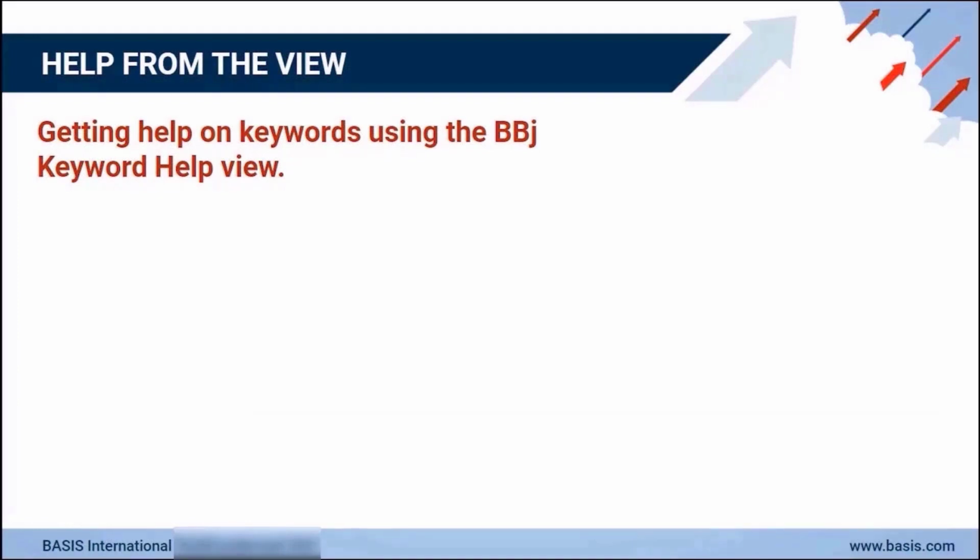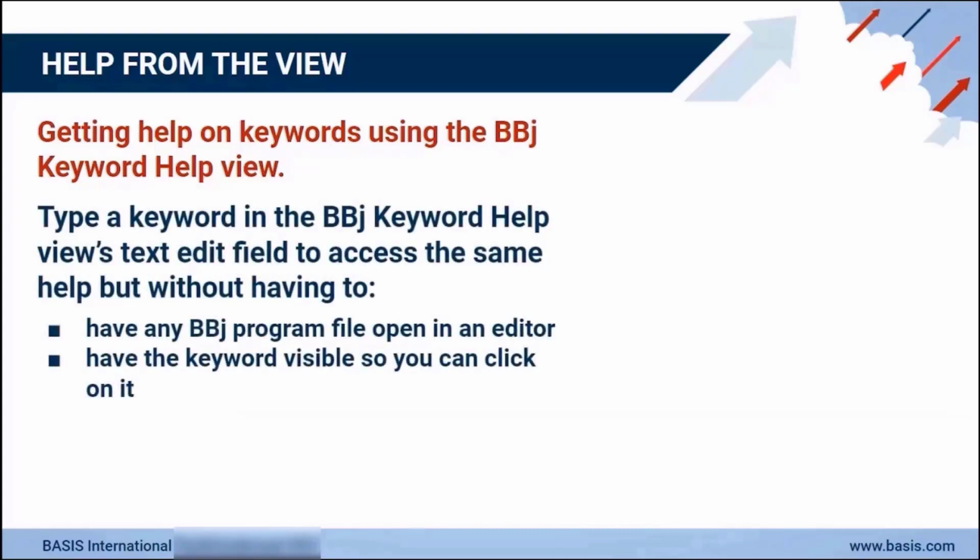Alternatively, you can get help on keywords using the view directly. You don't have to work from a code editor. How might that work? Let's see. Type a keyword in the BBJ Keyword Help View's text edit field to access the same help, but without having to either have any BBJ program file open in an editor or have the keyword visible so that you can click on it. So you can use it basically just like an independent search engine to search our help for topics that relate to a particular thing you want to type.